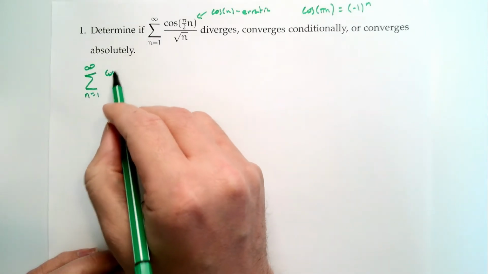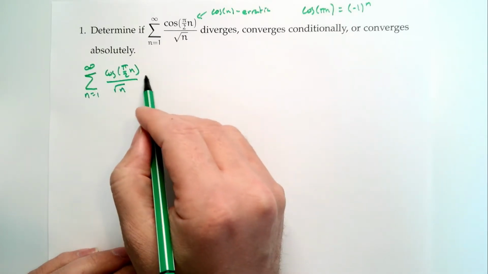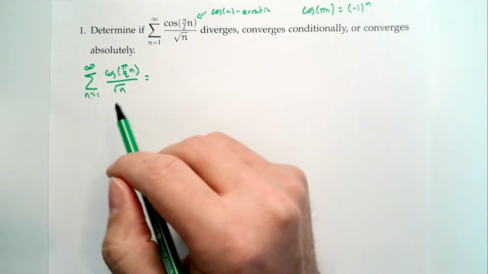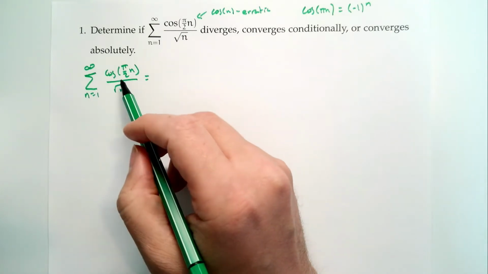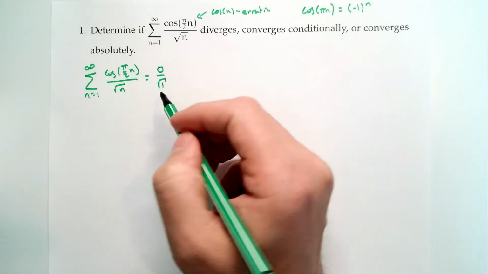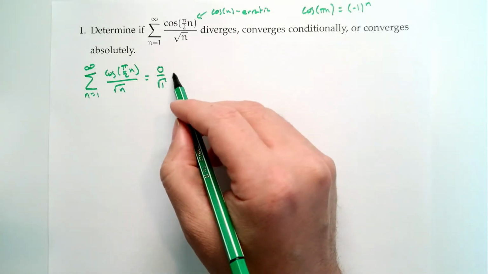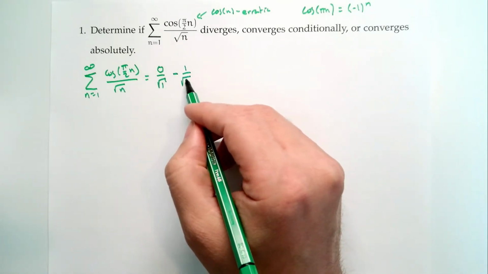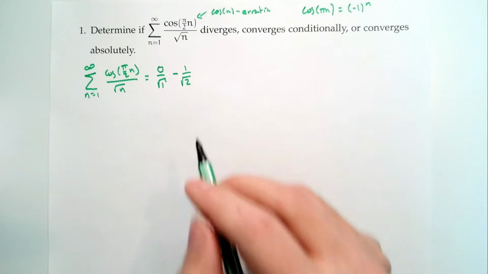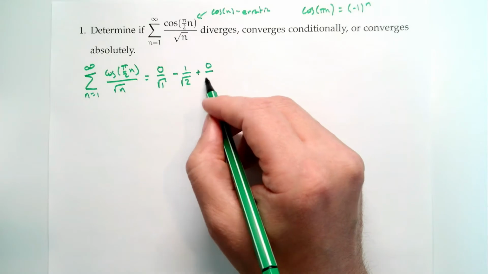So, cosine pi over 2n divided by root n. Okay, now, what's the important thing? Well, do the first couple terms, see if we can spot a pattern. So, n equals 1: cosine pi halves is 0 over root 1. n equals 2: cosine of pi, well, that's -1, so -1 over root 2. All right, 3: cosine 3 pi halves is 0, so we're going to get 0 over root 3.